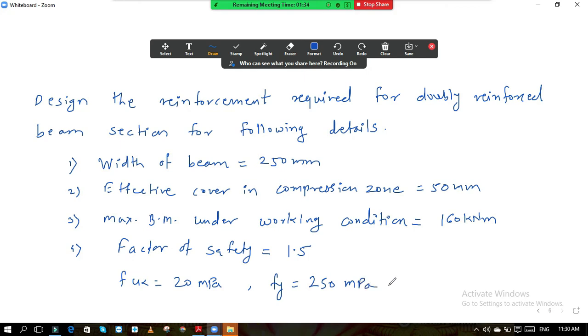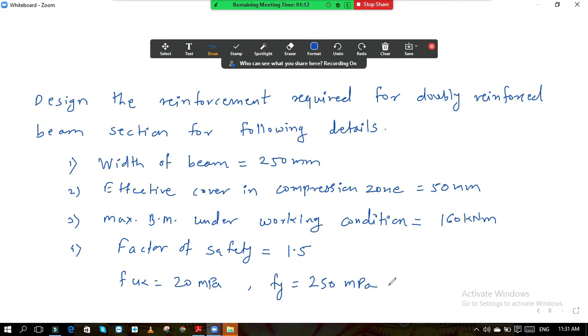So now see the problem. I have now covered this type of problem. In this problem, the depth of the beam is not given to you, and also the area of steel in the compression zone is not given. Area of steel in the tension zone is also not given. So they have given you the problem in a reverse way.